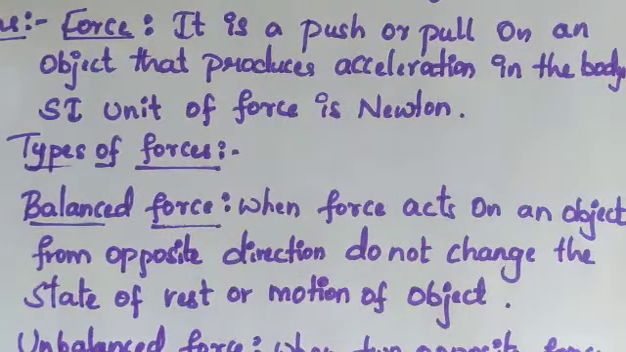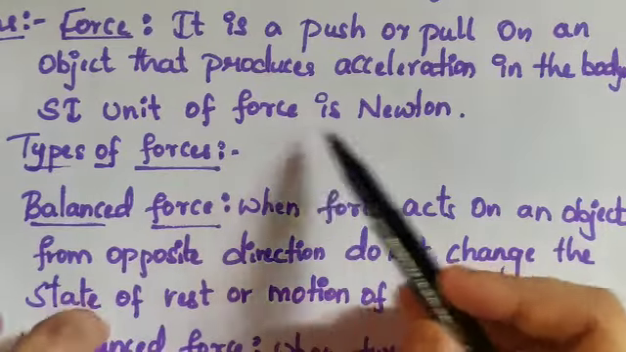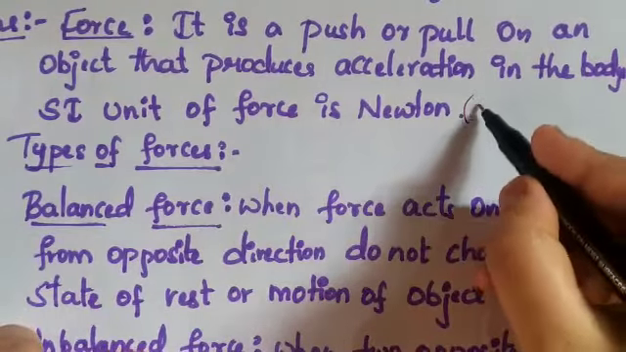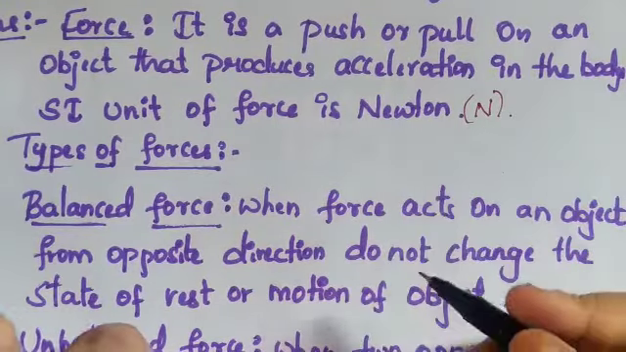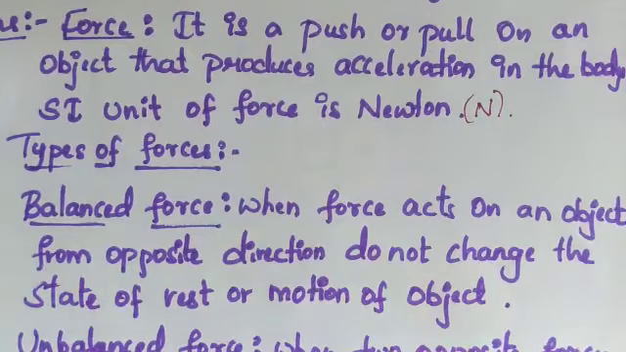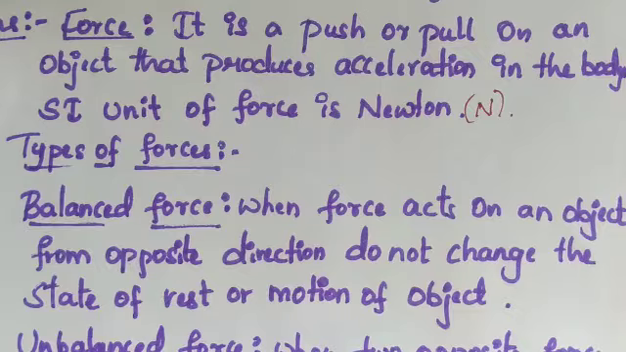That means when we say a force is acted upon an object, when we push that object or when we pull that object, we say the force is acted upon that object. Also, the SI unit of force is Newton. It is denoted by capital letter N, and force is a vector quantity. We have known what is vector and scalar quantity. Since force depends upon both magnitude, that means the value, and also direction, hence force is a vector quantity.